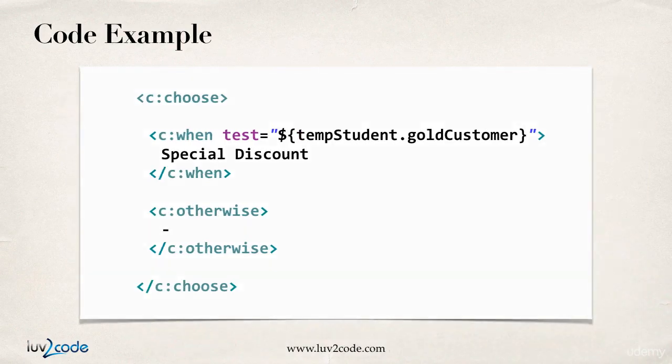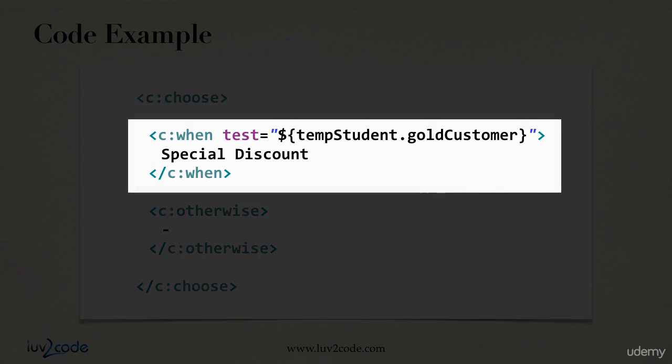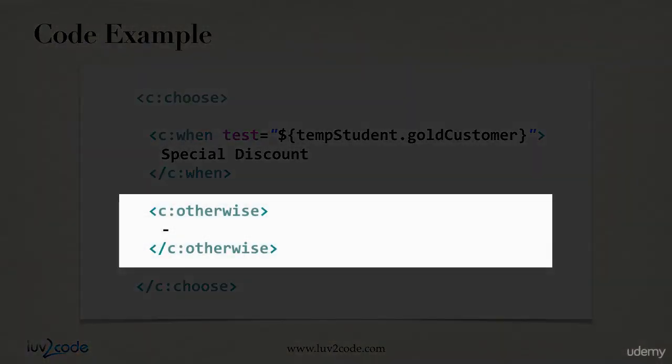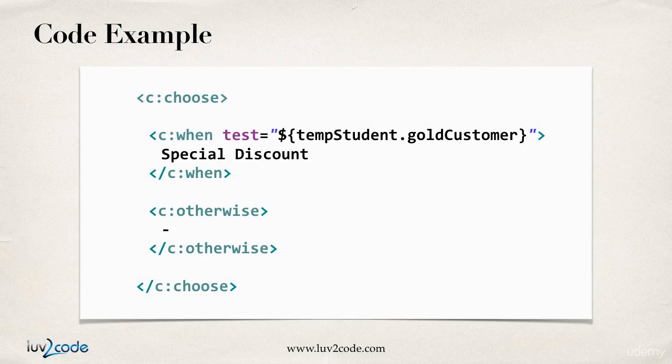So here's our basic example that we've been working on so far. We'll make use of the choose statement, and then we can put in different cases we want to test for. So the first one here, when test tempStudent.goldCustomer. So if they're a gold customer, we'll display special student. Else, we have an otherwise here, and that'll handle all the other cases. And you can add as many when conditionals as you'd like.